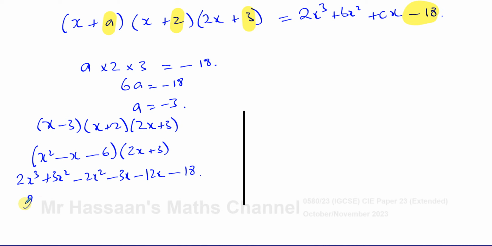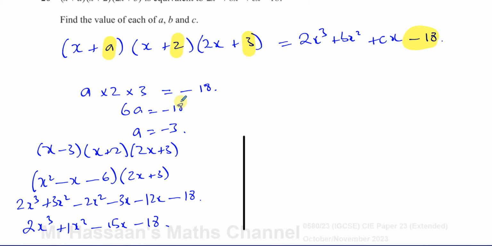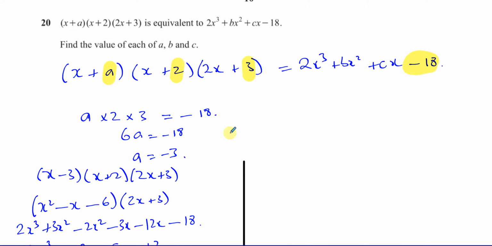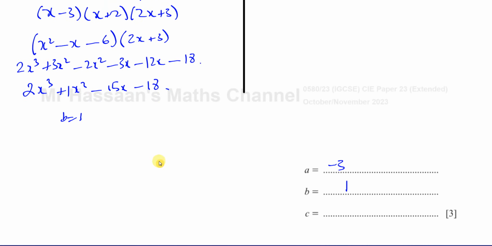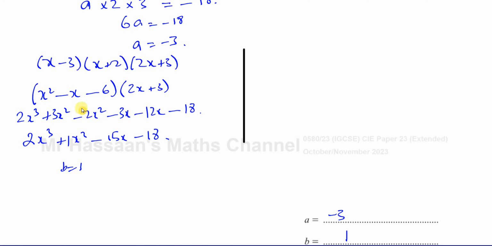So we end up with, if we combine the like terms, 2x cubed plus x squared minus 15x minus 18. We can see that the coefficient of x squared is b, which is 1. So b equals 1. We know a is negative 3, which we found already, inside the bracket. And we also have to find what c is. c is the coefficient of x, which is negative 15. Those are the solutions by expanding fully.